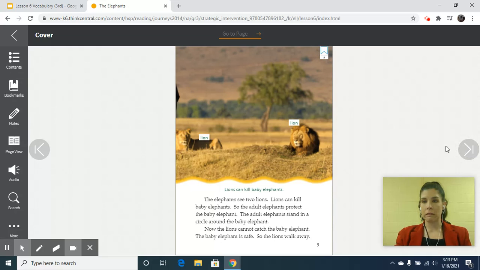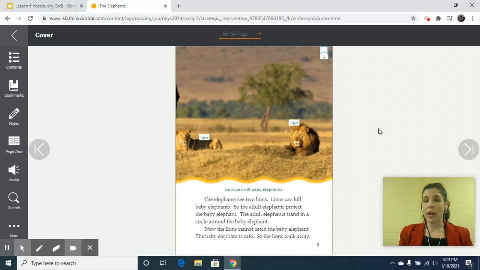Uh-oh. So now in this picture, we're seeing the lions. I hope they're okay. So lions can kill baby elephants. You might ask yourself, why though? Because they're little and they're not as fast as a lion. Lion is a very fast animal. So the elephants see two lions. One, two. The lions can kill baby elephants.